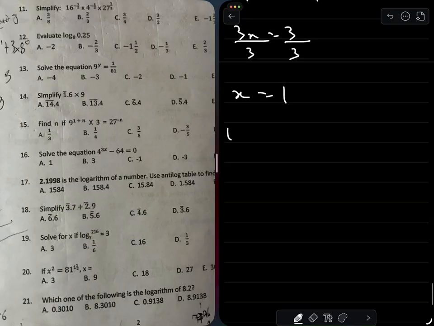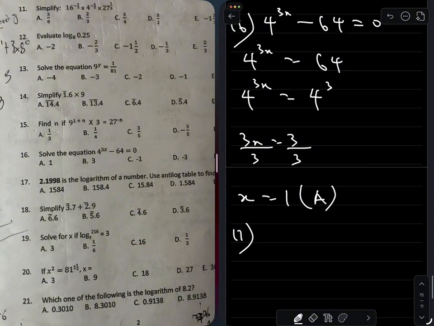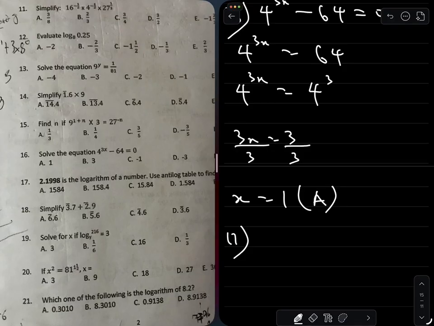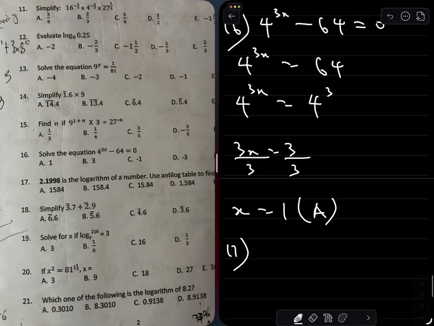What's the option that matches that? A. Wait, what's number 17? Okay, if the bases are the same, you equate the powers.